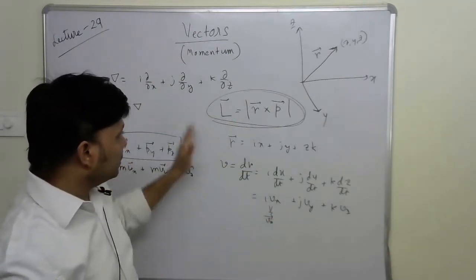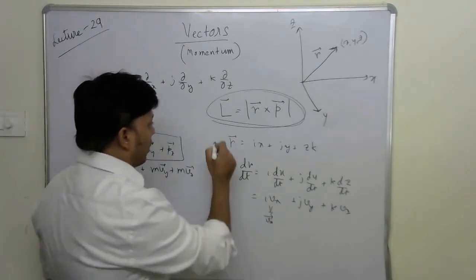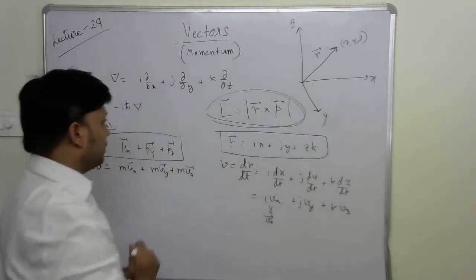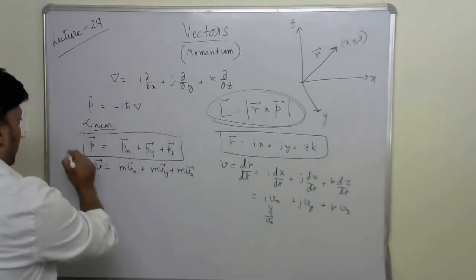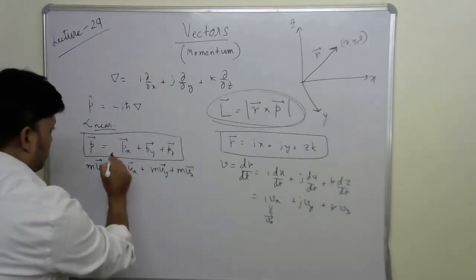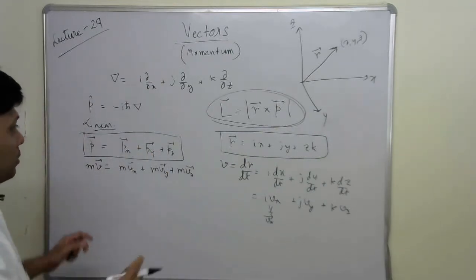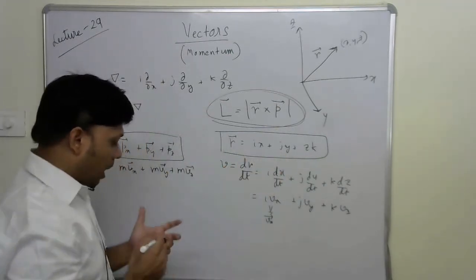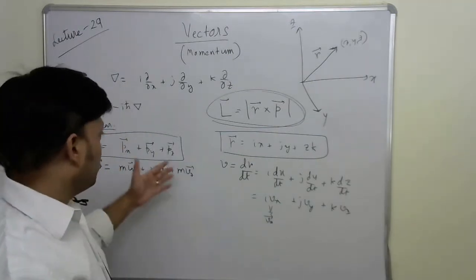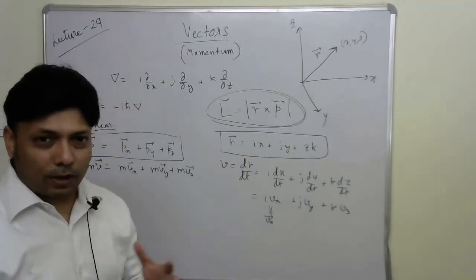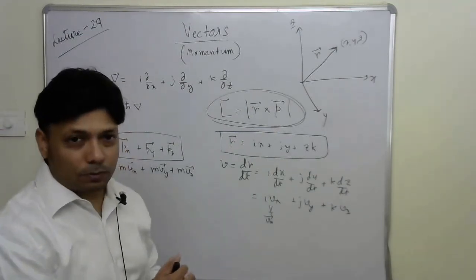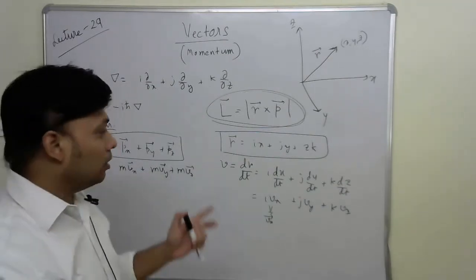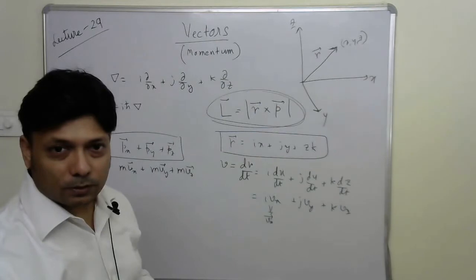So how can we define the cross product? We have now defined the R vector as ix plus jy plus kz, and also the momentum vector P as Px plus Py plus Pz. So basically we have to take the cross product. How? A few minutes ago, we saw that by using the determinant we can find the cross product. So using the same knowledge, let's do it.